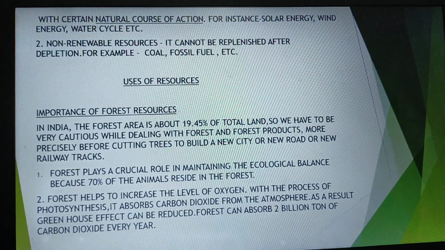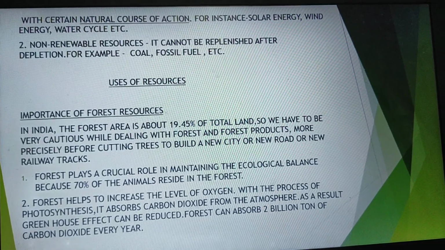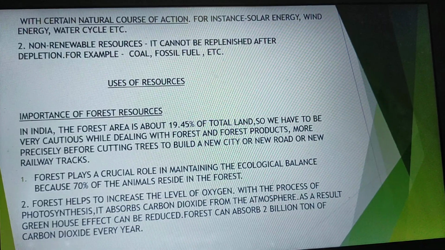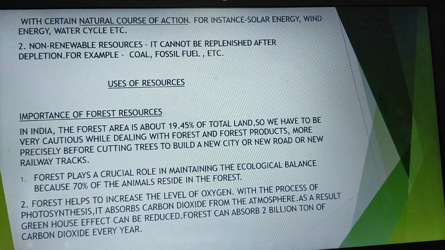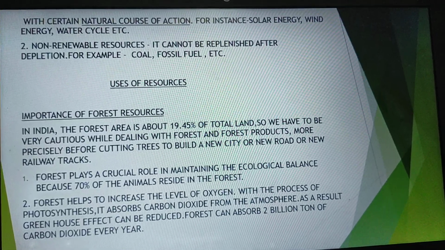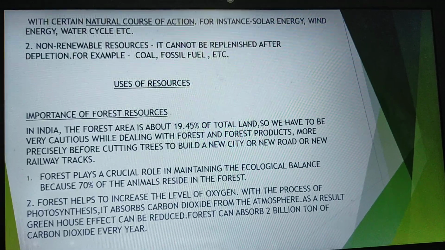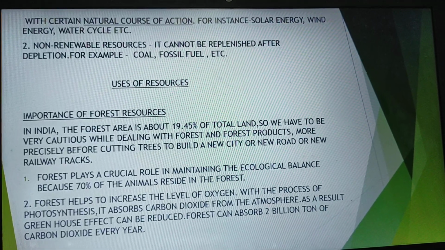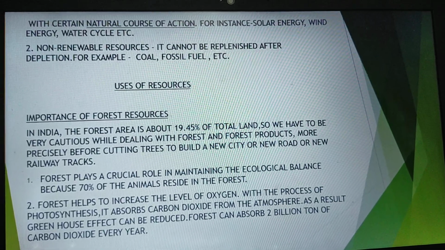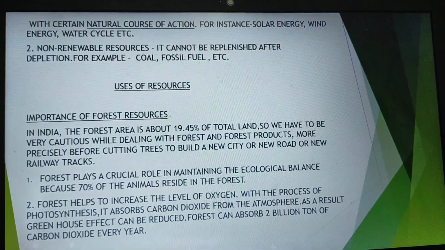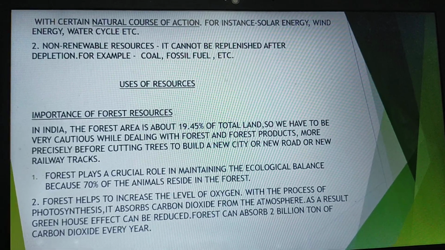Forest plays a crucial role in maintaining the ecological balance because 70% of the animals reside in the forest. Forest helps to increase the level of oxygen. With the process of photosynthesis, it absorbs carbon dioxide from the atmosphere. As a result, the greenhouse effects can be reduced. Forest can absorb about 2 billion tons of carbon dioxide every year. So, forest cover is very necessary in our life.